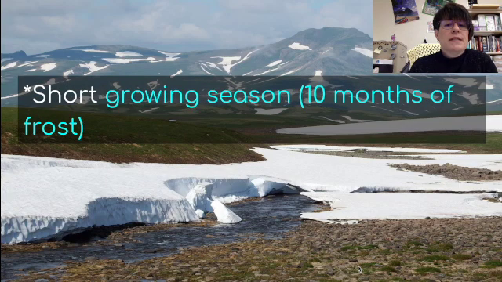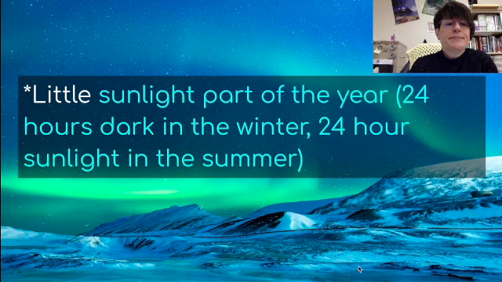Short growing season. There are 10 months of frost. So there's only 2 months when things can really grow. There's little sunlight part of the year. In fact, there's 24 hours of dark in the winter and 24 hours of sunlight in the summer.